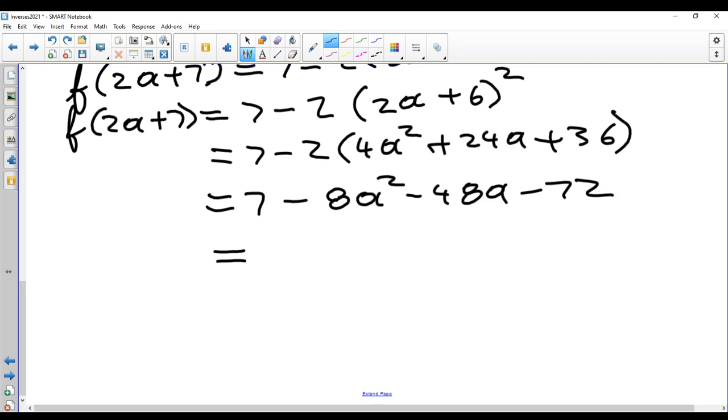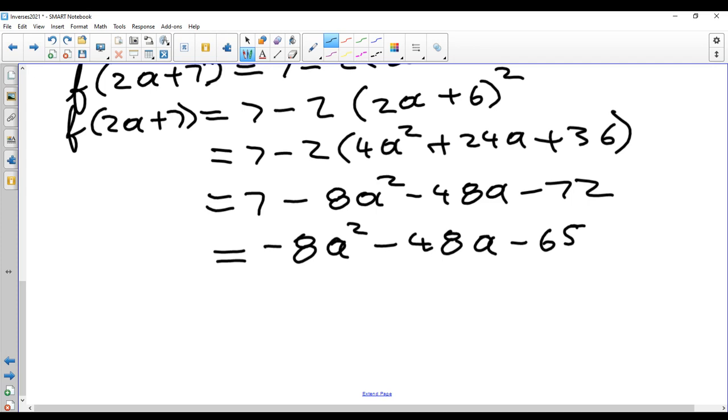And then we're just going to tidy things up now. So minus 8a squared minus 48a. And then that's minus 72 plus 7, which is minus 65, I think. Okay. So that's putting in the 2a plus 7.